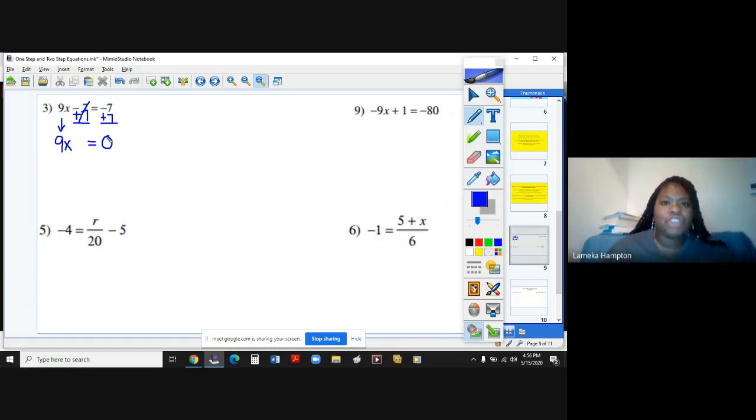Now, I am not finished with my problem simply because I still need to have the variable equaling a numeric value. And I can't do that simply because now I have gone from a subtraction problem to a multiplication problem. So I'm going to just write up here, we started off with a subtraction problem. Okay, so this was a subtraction problem. And now we've gone from subtraction to multiplication.